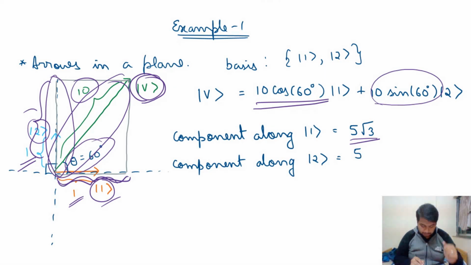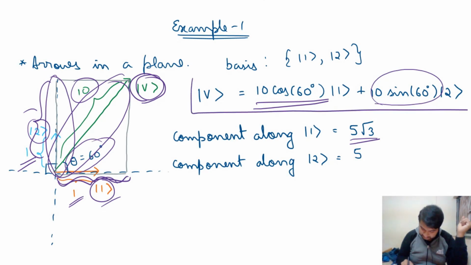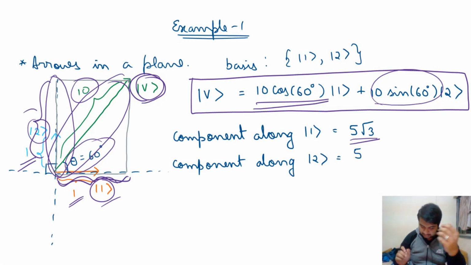So we are expressing the vector v in terms of a basis expansion, where the basis vectors are the vectors 1 and 2 represented here, which have unit length. Since they have unit length, we can directly multiply that particular vector with the length of the side of the parallelogram, which is appropriate. That is what I have done here. Therefore, with respect to this particular basis, the components are 5 root 3 and 5.